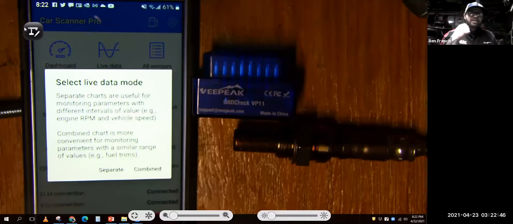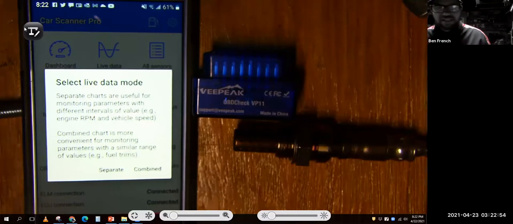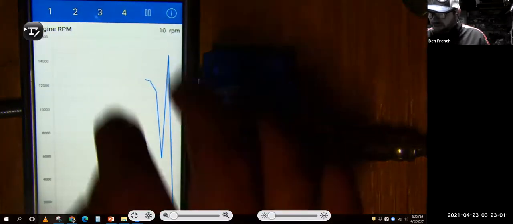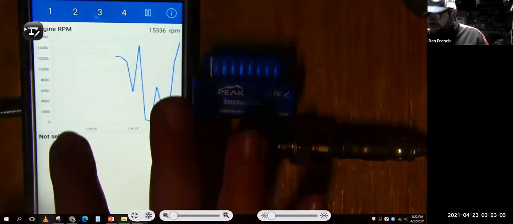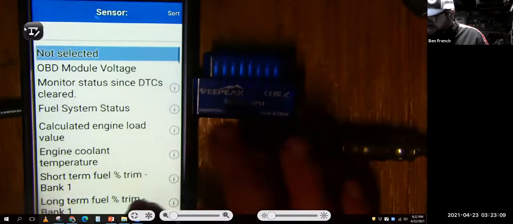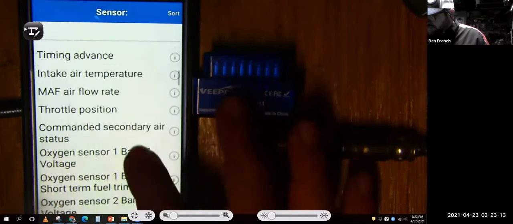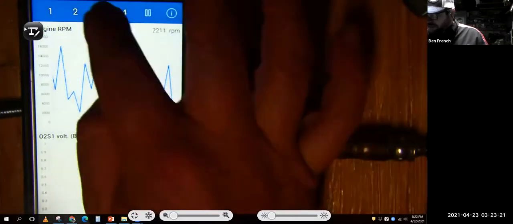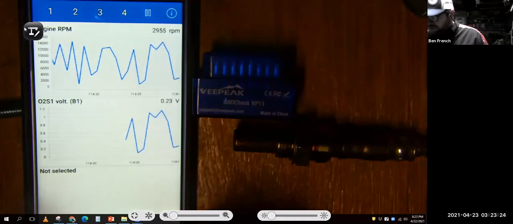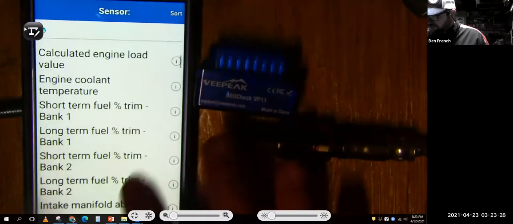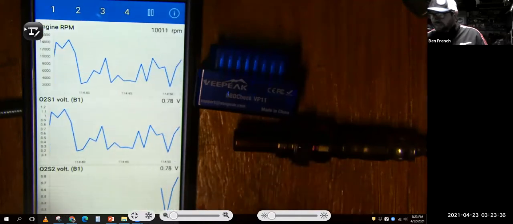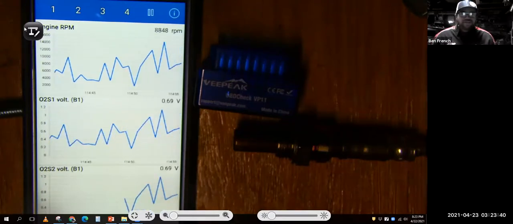So I would select something like engine RPM, maybe load, and I'd also select those O2 sensors. What I tend to like is separating out my graphs, so I'm going to click separate. I can see I already got RPM up. I'm going to turn on a second one and select the O2 sensor before the cat. So I'm going to say sensor one, bank one voltage. Then the other one I'm going to say is oxygen sensor two, bank one voltage.